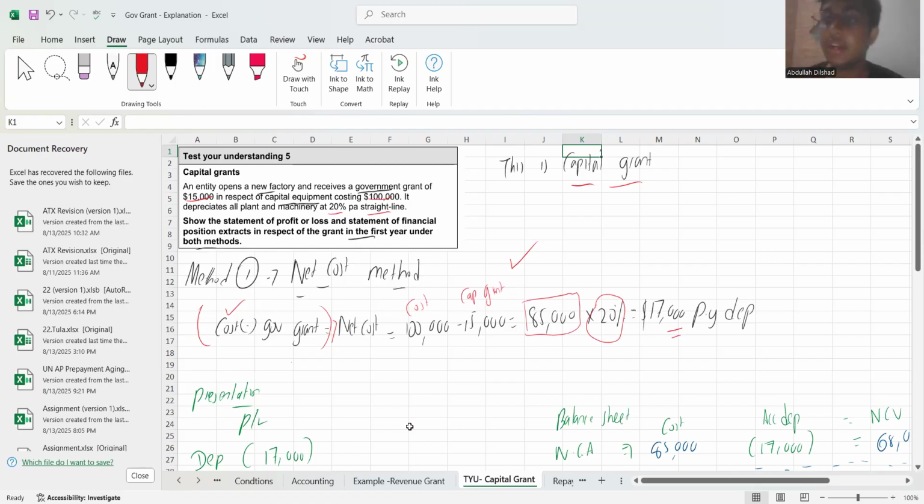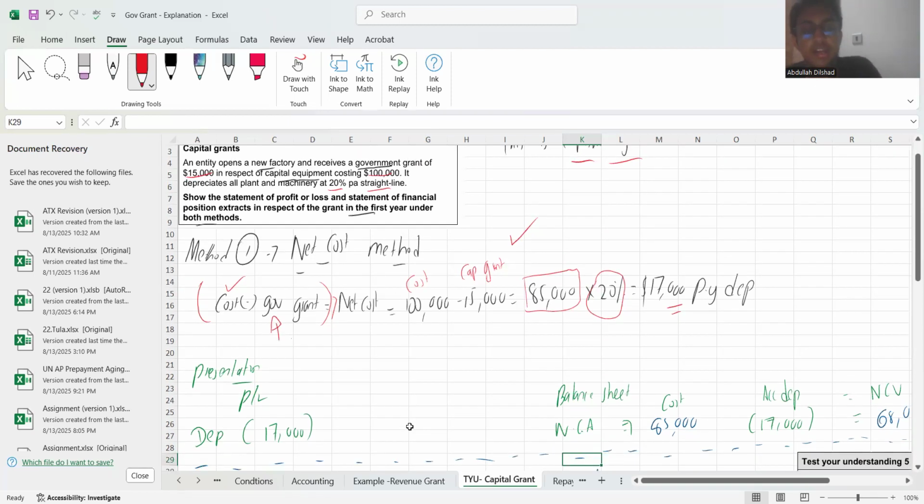Because in the earlier method, from the cost of 100,000, you do not go and remove government grants. Okay, so this is how you do it. How do you present it? Depreciation is an expense. You'll be showing 17,000. Will you be showing a separate line item under other income as government grant income?